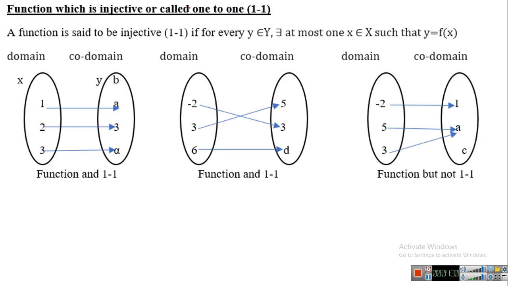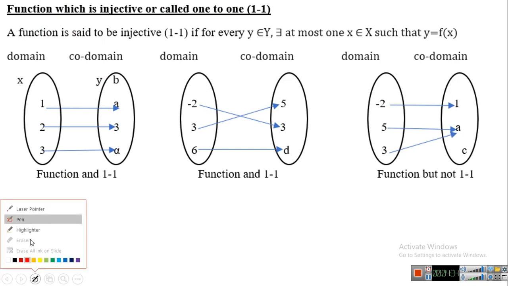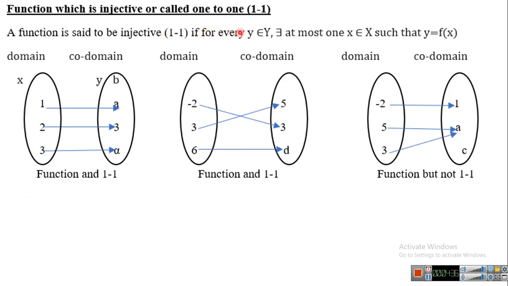Now one-to-one, or called injective. A function is said to be one-to-one if for every y you have at most one x. It must be first of all a function. This is a function. For every y you have one x. For every y you have at most one x. This is also a function. 5 has 3, 3 has minus 2, d has 6, so it's one-to-one.